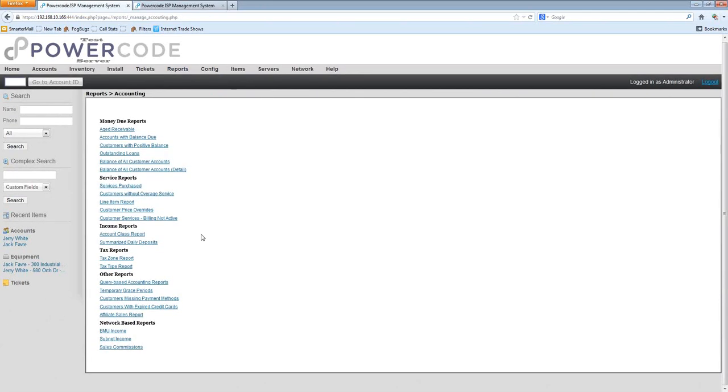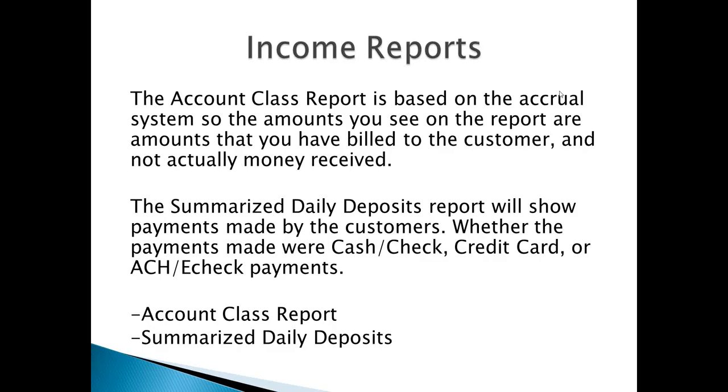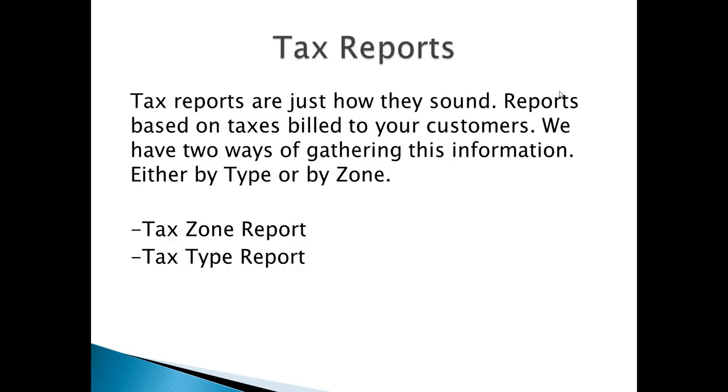So that'll cover our income reports, account class reports, summarized daily deposits. The next section is going to be tax reports. So tax reports are just how they sound, reports based on taxes billed to your customers. We have two ways of gathering this information, either by type or by zone.